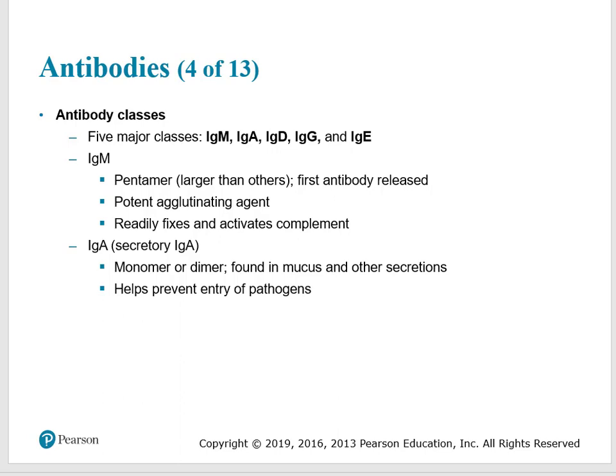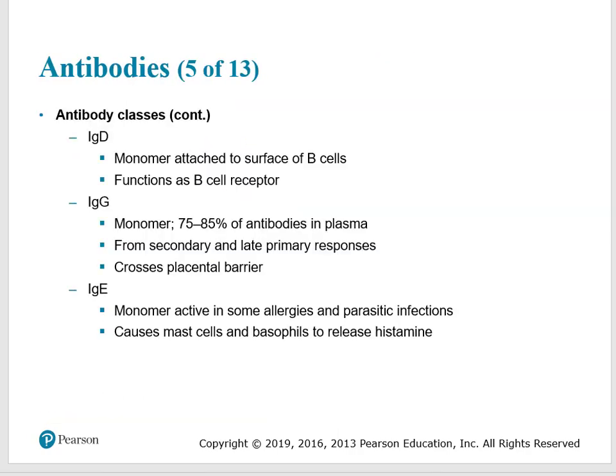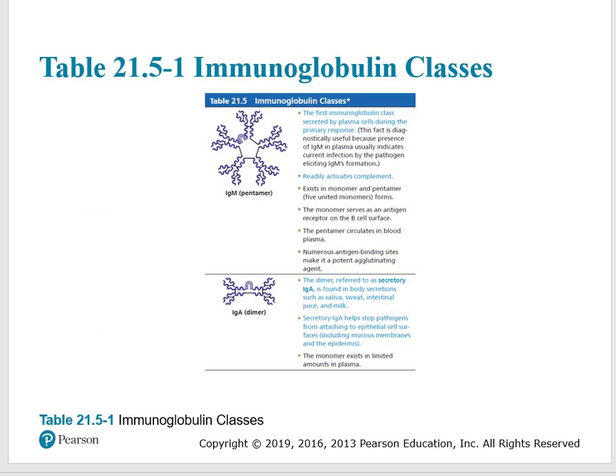Let's talk about IgM. IgM is a pentamer, is known for agglutination, and is the first antibody that is released in your body. So in the COVID case, if you have IgM, that means you've been exposed recently to COVID, and then follows IgG, which is the secondary and late primary response that you usually have, and it's a monomer.